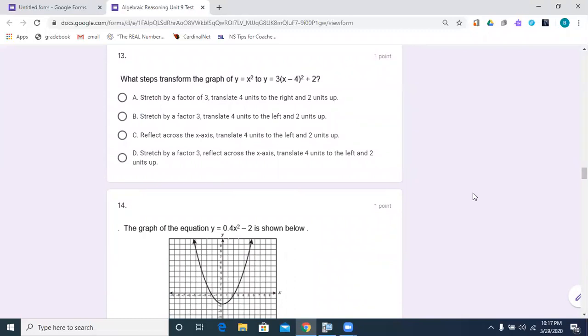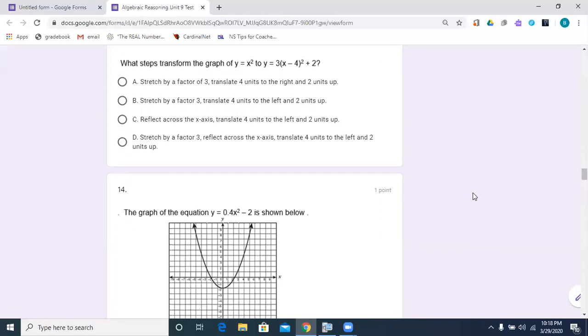Number 13, what steps transform the graph of y equals x squared to y equals 3 times (x minus 4) squared plus 4? A, stretch by a factor of 3, translate 4 units to the right and 2 units up. B, stretch by a factor of 3 and translate 4 units to the left and 2 units up. C, reflect across the x-axis, translate 4 units to the left and 2 units up. D, stretch by a factor of 3, reflect across the x-axis, translate 4 units to the left and 2 units up.